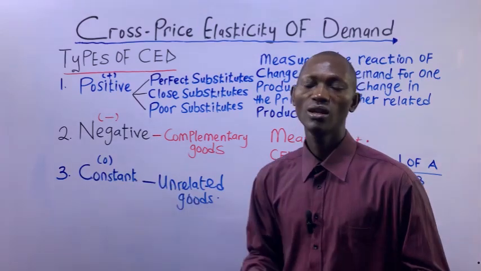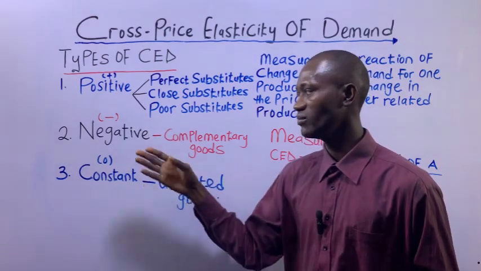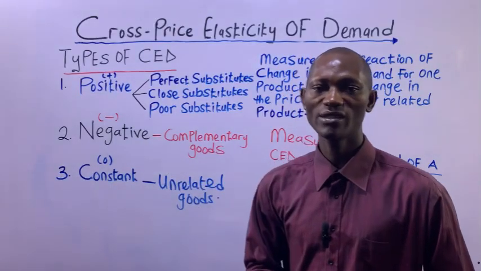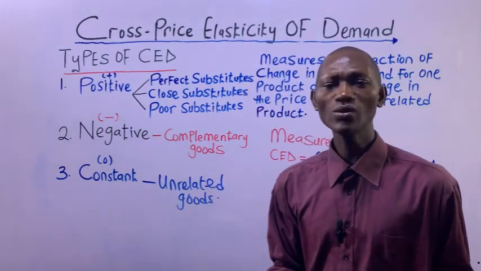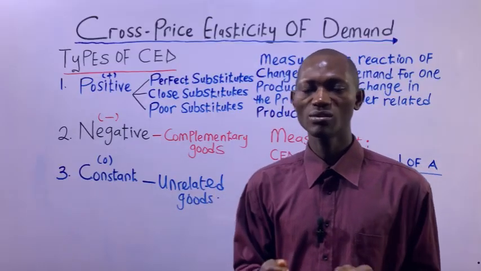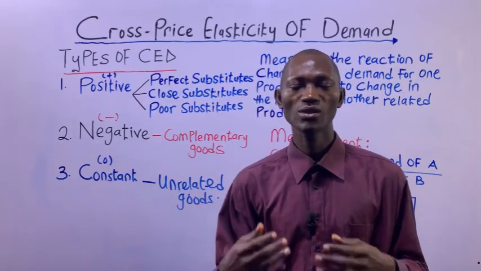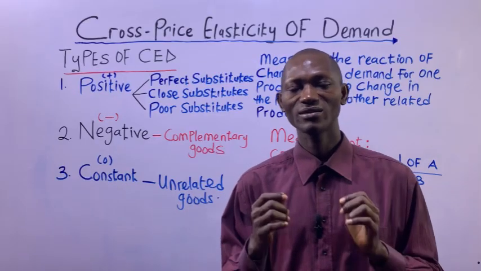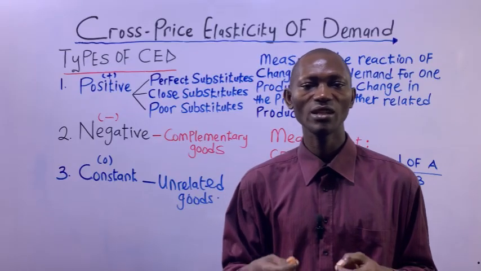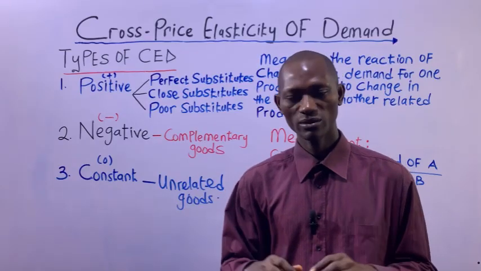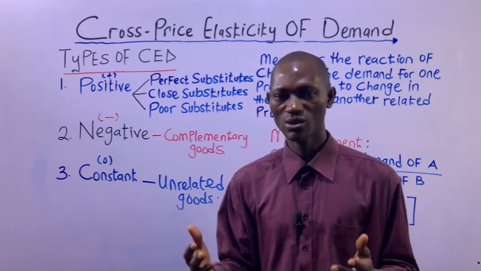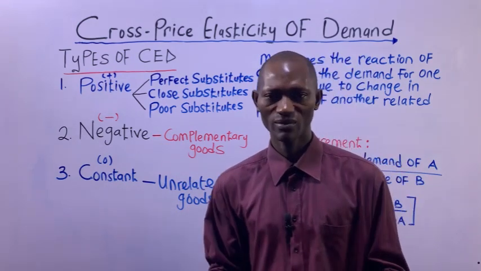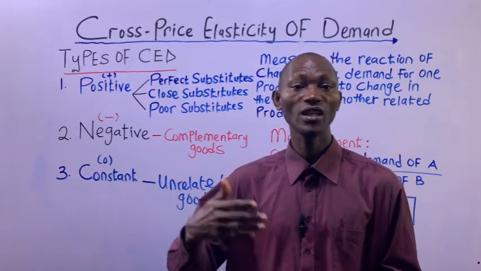So let's start off with positive. We have positive, negative, and constants. All right. So let's start off with positive cross price elasticity of demand. Goods that usually have positive cross price elasticity of demand are called substitute goods. And substitute goods are goods that give either the same satisfaction or similar satisfaction, the same or similar. Basically, they can be used in place of one another. That's what it means. One can be used to fill in for the other.